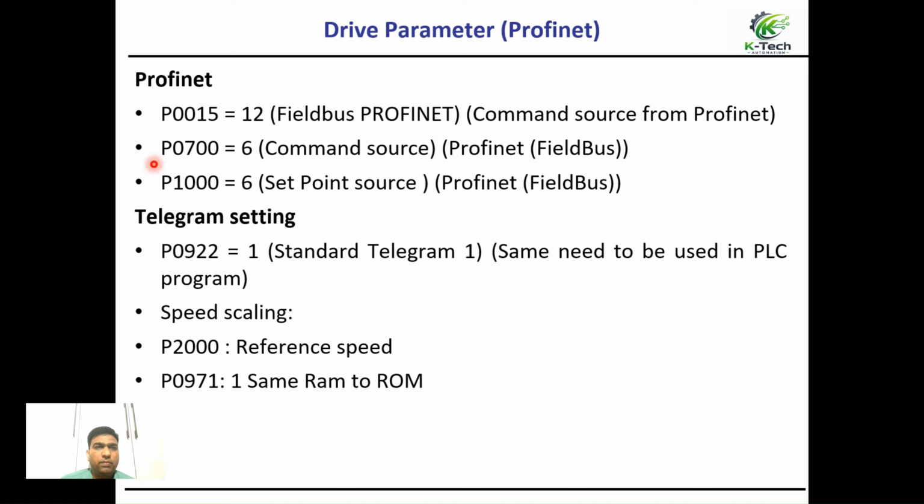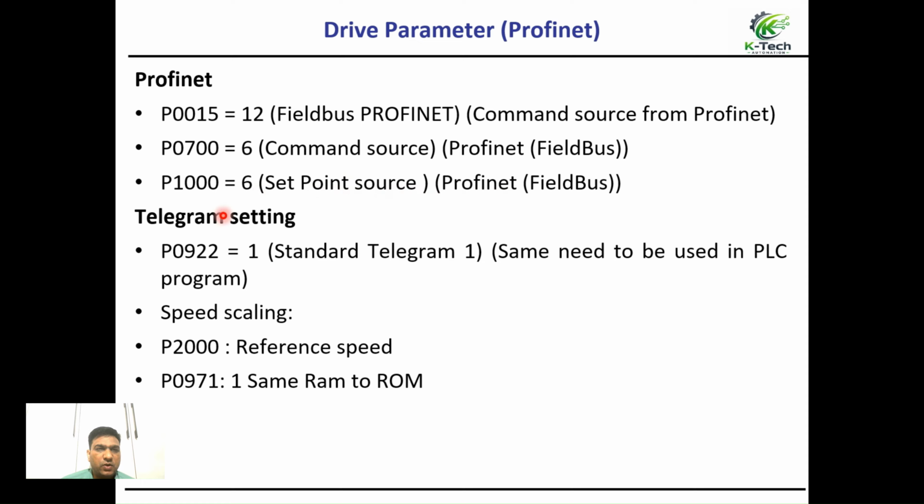P0700 is equal to 6, so the command source is Profinet. Command source means forward, reverse, and so on, so the command comes from the Profinet. And P1000 is equal to 6, meaning the setpoint is also on the Profinet. Setpoint means our frequency or RPM.